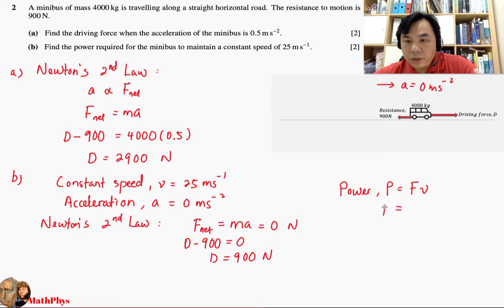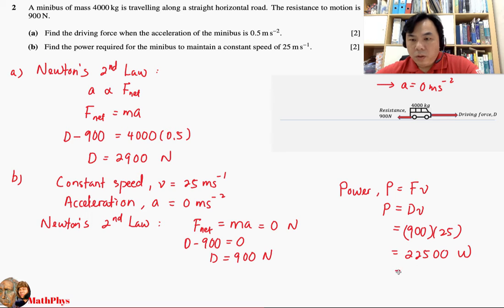So therefore, in this case, we can write down the power is given by the driving force multiplied with v here. And then the driving force that we are having here for the minibus to be able to maintain a constant speed is 900 Newton multiplied with its constant speed 25 here. So that would actually give us 22500 watts, or you can actually write it down as 22.5 kilowatts if you want to use prefix methods. And then there you have it. That's the solution for the second question here.